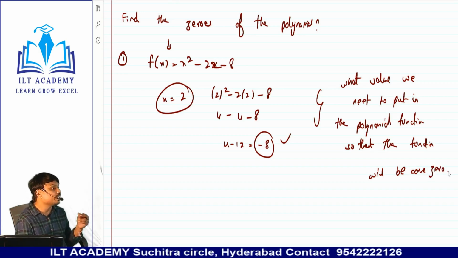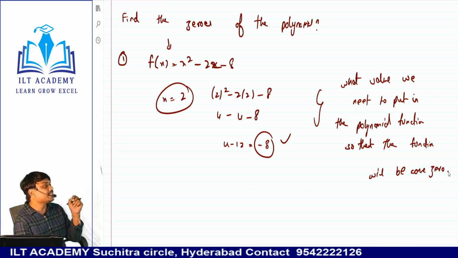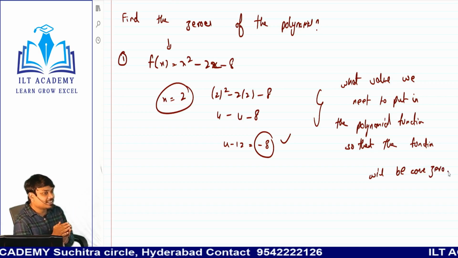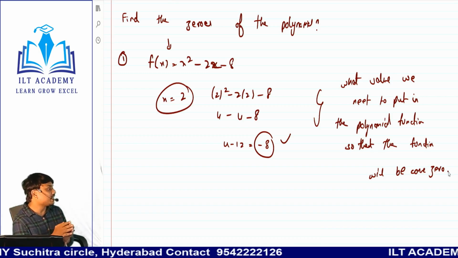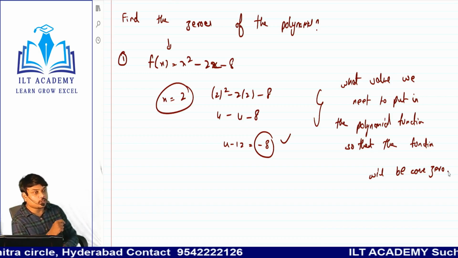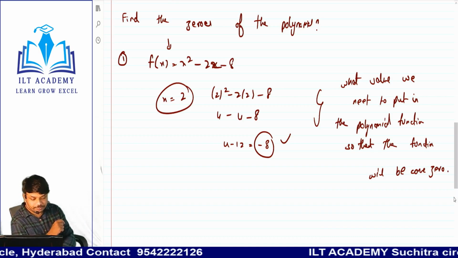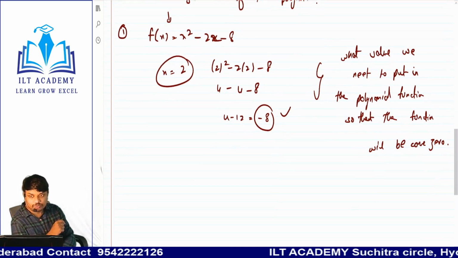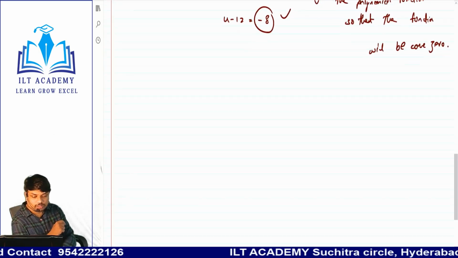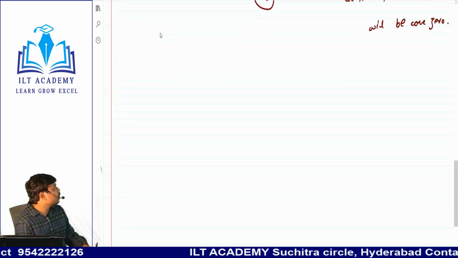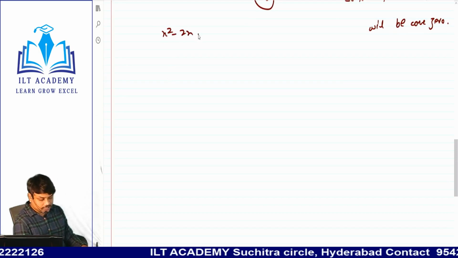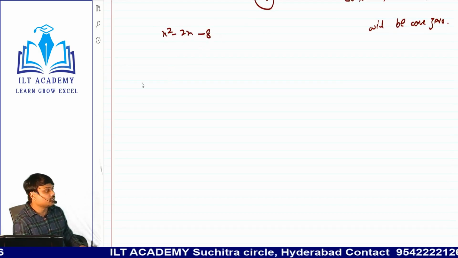Now, how do you get the zeros, sir? We get zeros by factorization. By factorization you can find the zeros of the polynomial. Now how to find that? Now what is this? x square minus 2x minus 8. Any doubts in this? No.